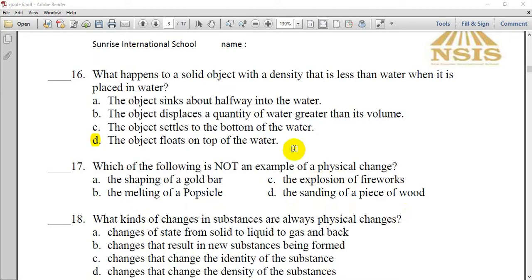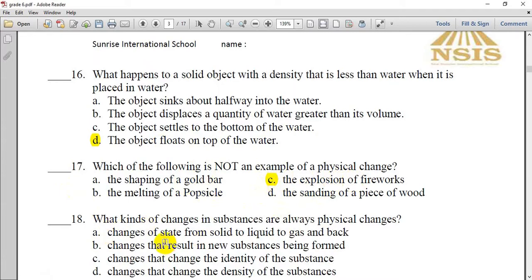So in this question, let's see, shaping of a gold bar is a physical change. Melting also is a physical change. Sanding a piece of wood means changing the texture of the wood, is also a physical change. So the only chemical change here is the explosion of fireworks, because this one releases sound and light. They all are signs of chemical change. So the only chemical change here is the explosion of fireworks. All of the others are physical changes.